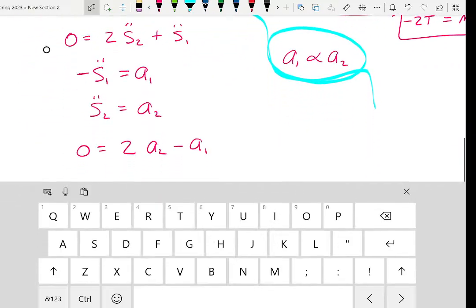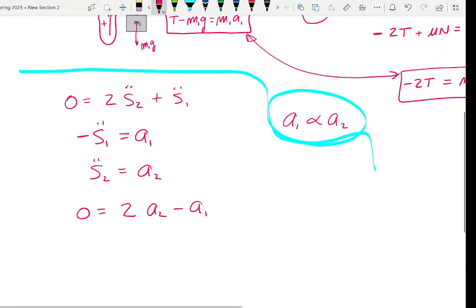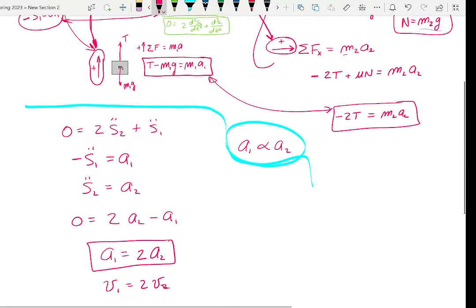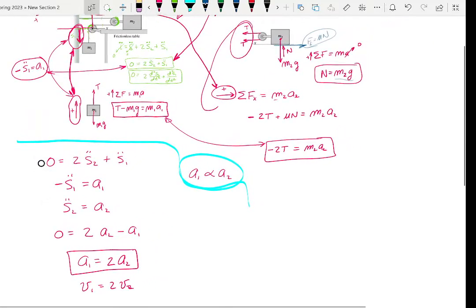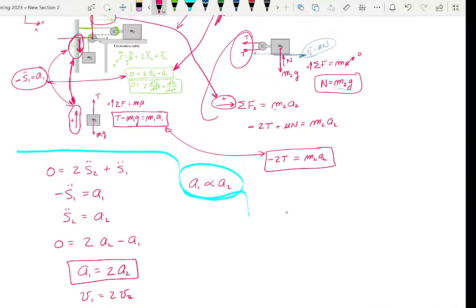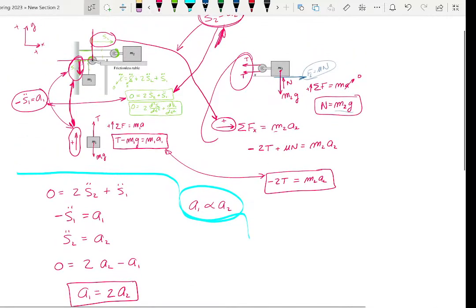And so, if we move one of them over, I don't know which one, A1 is equal to 2A2. Likewise, you would see that B1 is equal to B2. Now, does that make sense? Okay, if I'm going to make it make sense, I'm going to get the picture again and just move it down. There's too many things going on.